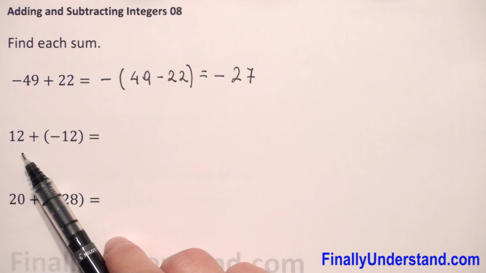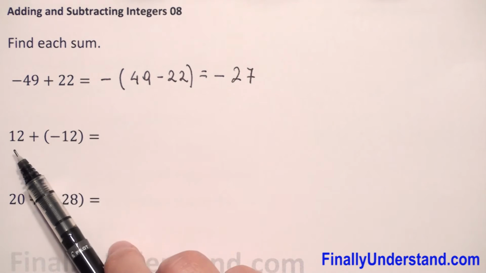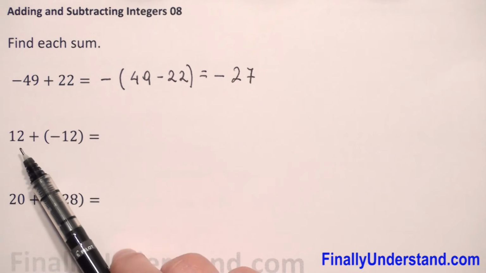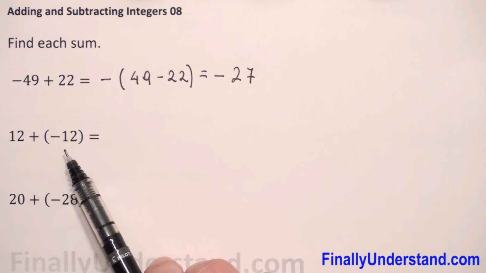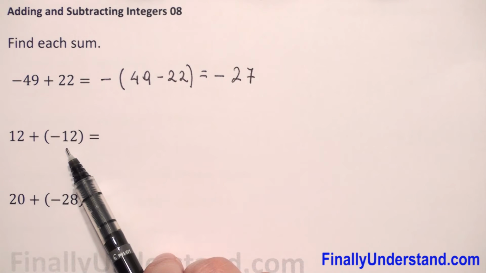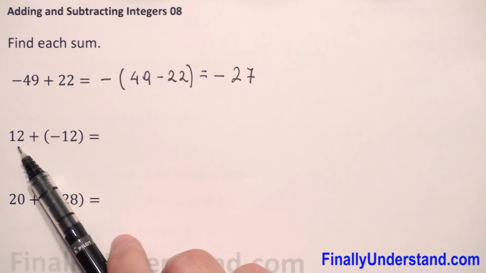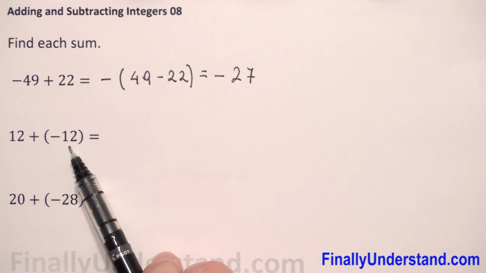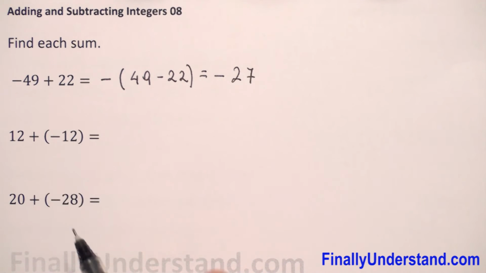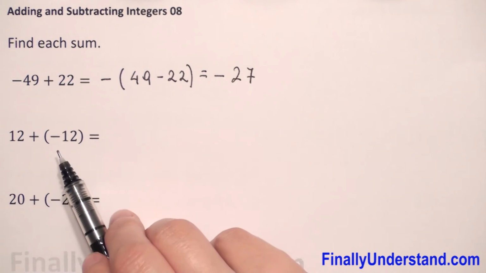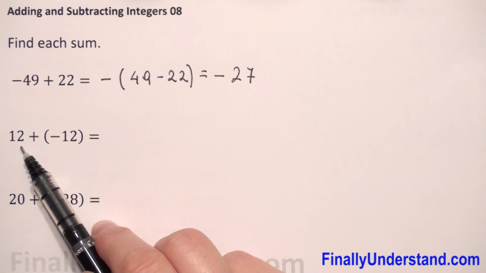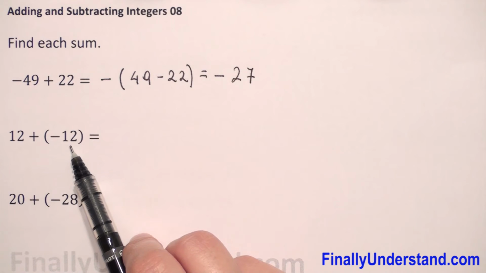Next, again, we have addition of two integers with different signs. We have positive 12 and negative 12. 12 and 12, so they are both the same. When we have the same numbers, we forget about the sign and just subtract 12 minus 12.